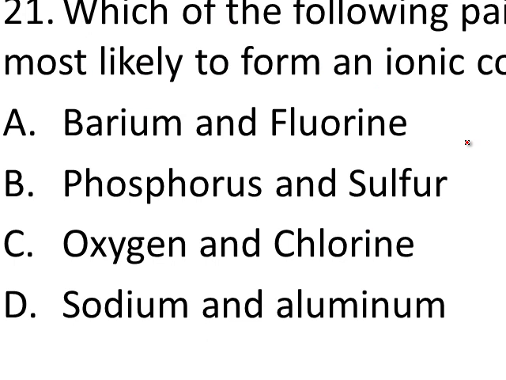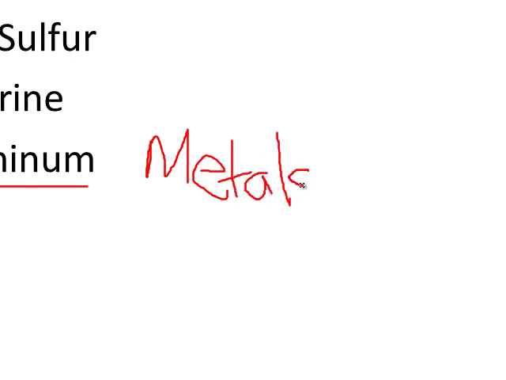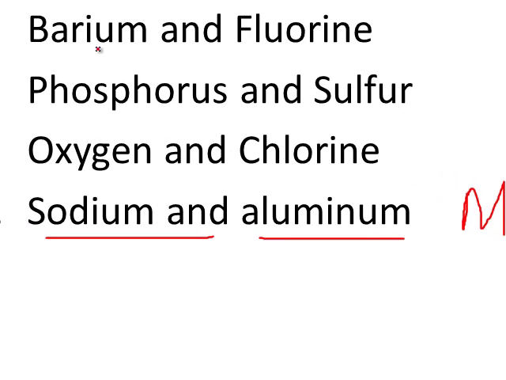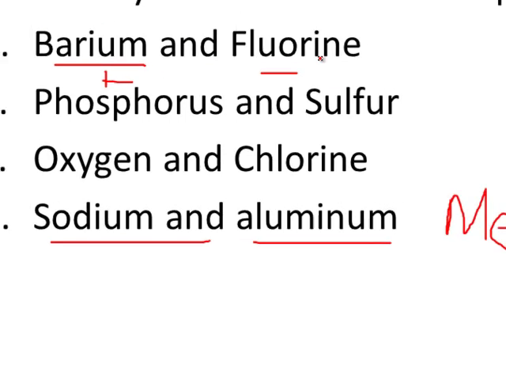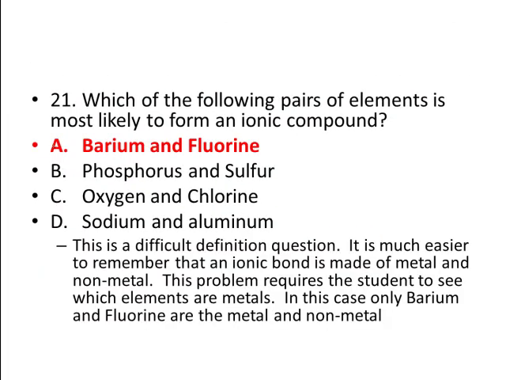Let's look at 21. Which of the following pairs of elements is most likely to form an ionic compound? So we have barium and fluorine, phosphorus and sulfur, oxygen and chlorine, and sodium and aluminum. Let's just look at these. Sodium and aluminum are both metals. Oxygen and chlorine are both nonmetals. Phosphorus and sulfur are both nonmetals. And the only one that has something different is barium and fluorine. So the correct answer is barium and fluorine.